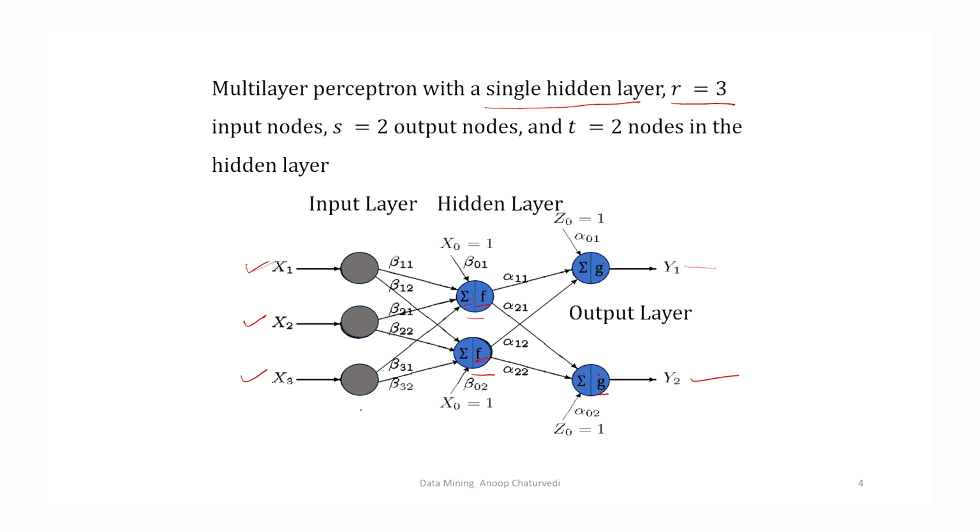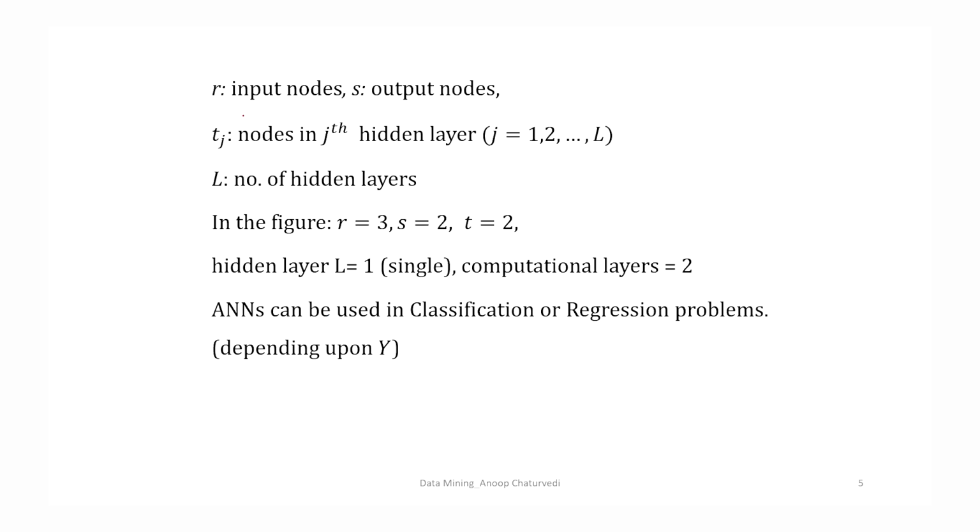So, this is your input layer with 3 nodes, then you have one hidden layer which has 2 nodes, and then you have this output layer which has 2 nodes. In general, suppose you have r input nodes and S output nodes.